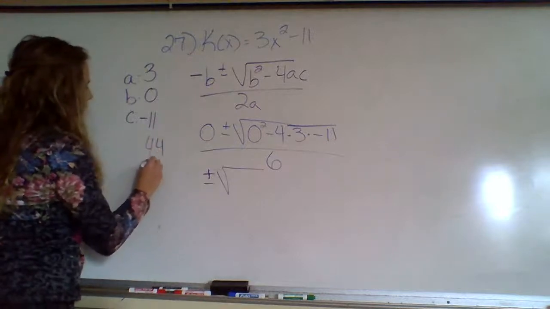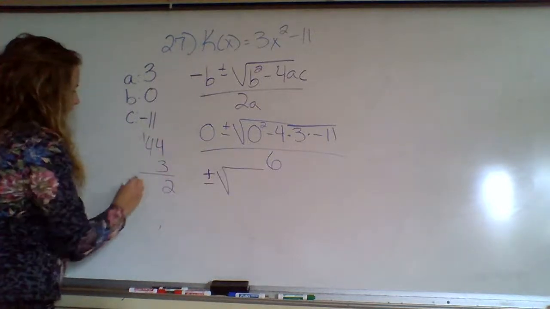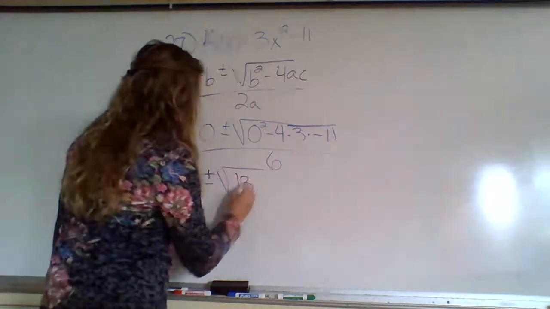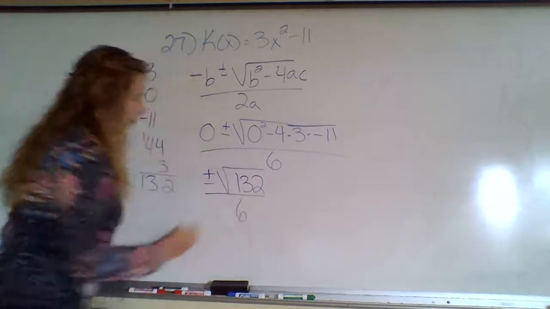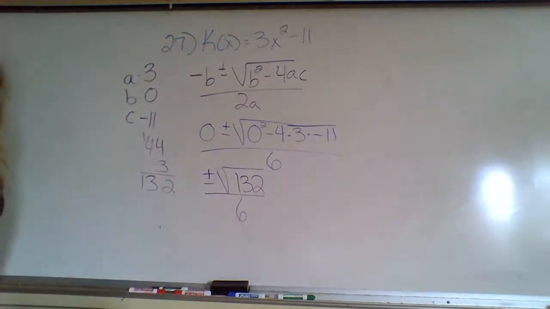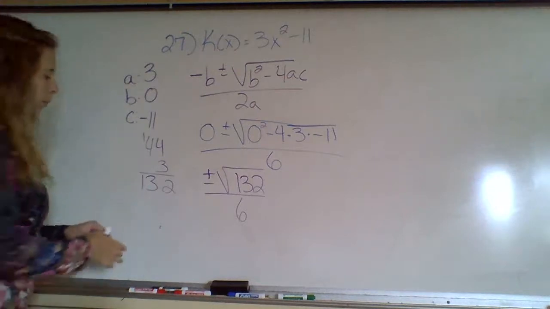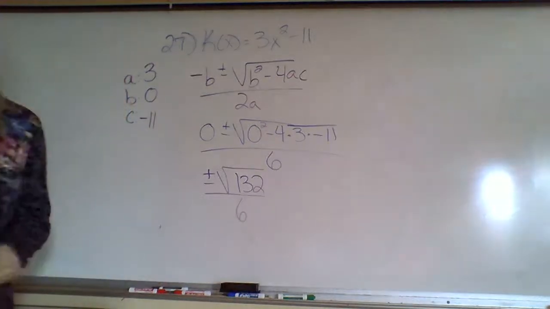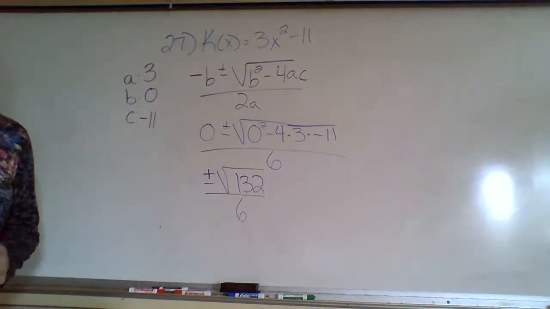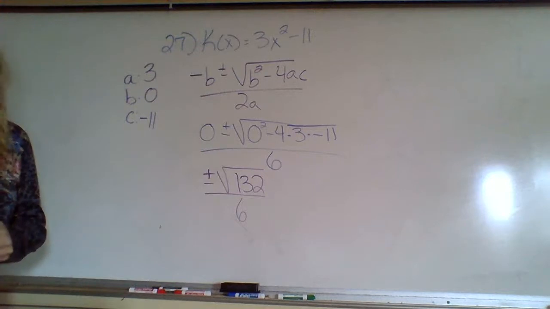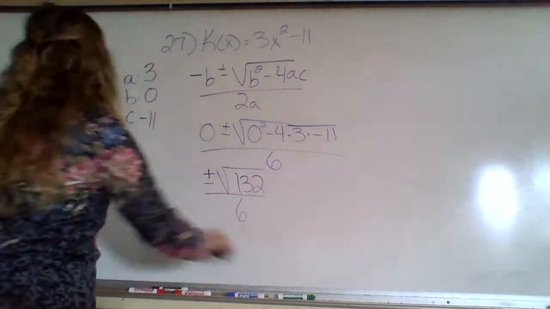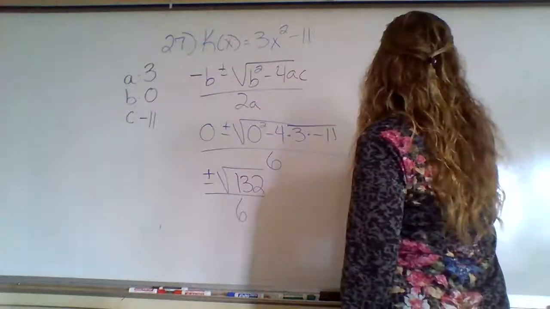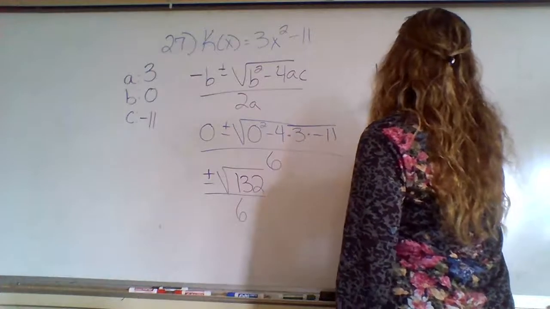Can't do it in my head real quick. 3, 12, 13. Okay, 132, all over 6. I think 132 is that. No, it's not. So we have to factor 132. Bummer, because we have to reduce the radical. Okay, so 132.